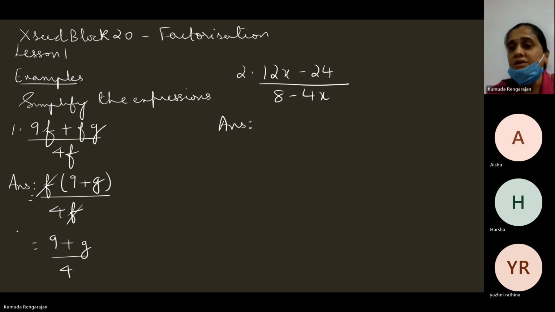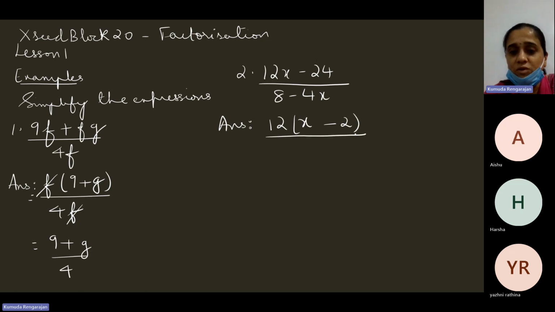So the expressions in the numerator and the denominator, what do you call them? An expression with two terms is called a binomial. All right. So now in the numerator, 12 is common, and 12 into x is 12x, 12 into minus 2 is minus 24. Between 8 and minus 4x, 4 is common: 4 into 2 is 8, and 4 into minus x is minus 4x.